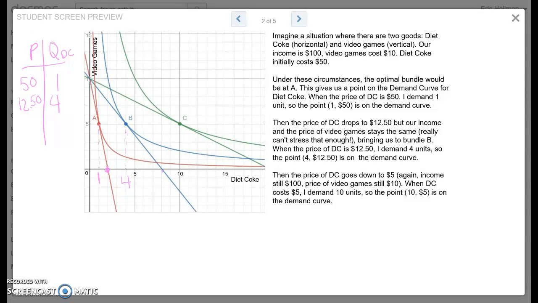And then let's say the price of Diet Coke goes down to $5. That's what the green lines are. The price of Diet Coke drops even more. When the price of Diet Coke is $5, I'm going to consume 10 units.